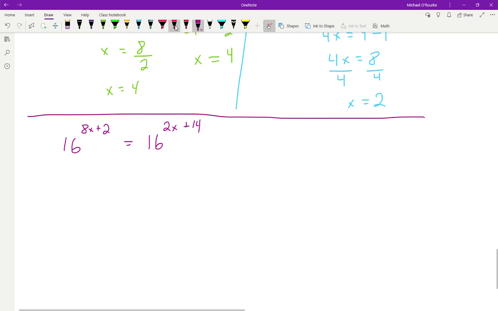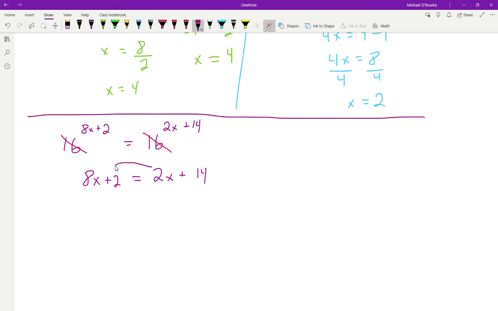So we're here now. Big thing, base is the same? Yes. So let's drop them. Get rid of them. And we're left with 8x plus 2 equals 2x plus 14.